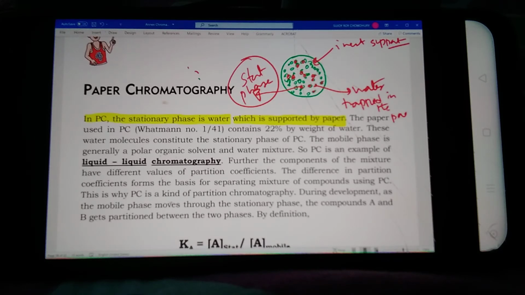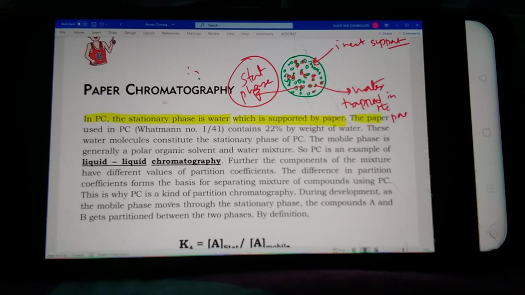So generally, when we were discussing chromatography in my previous examples, it was thought that the stationary phase was basically paper, but it is not. The paper is just the inert material, the inert support, and the water that is trapped in the pores of the paper is acting as the stationary phase.